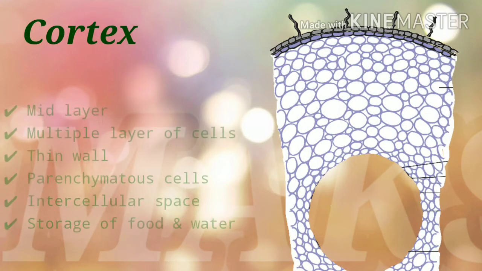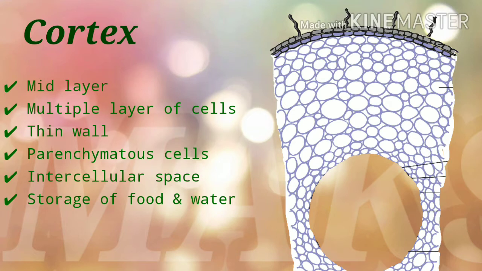The next layer in dicot root is a cortex. The cortex is a middle layer. It has multi-layered thin-walled cells. These thin-walled cells are made up of parenchymatous cells. Parenchymatous cells are nothing but supportive cells, a support to the root system. The cells of cortex are arranged with intercellular spaces. The function of cortex is to store food and water.